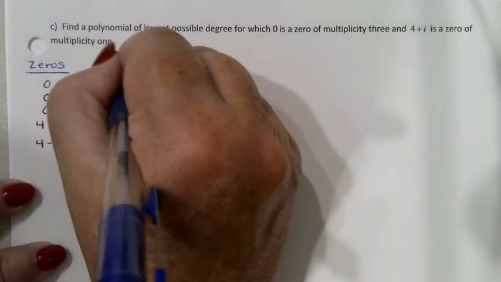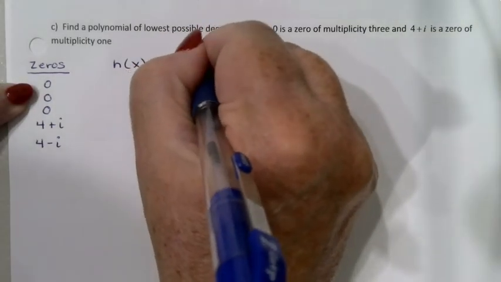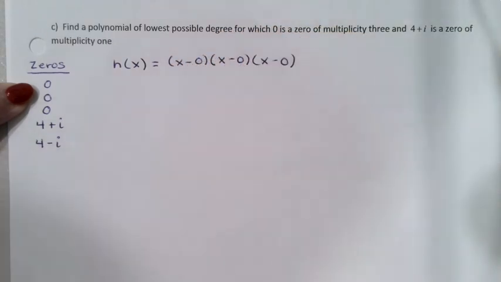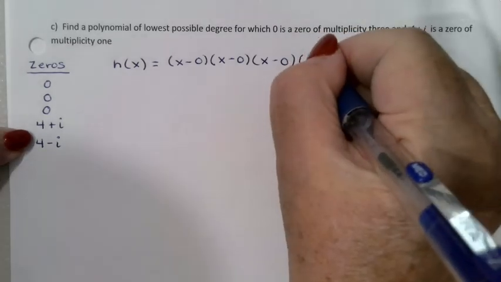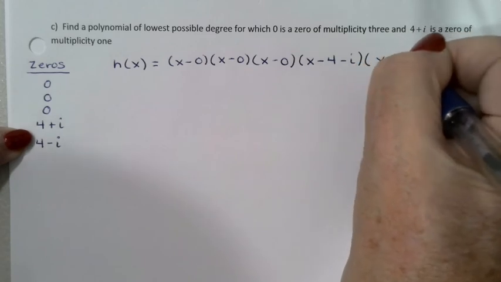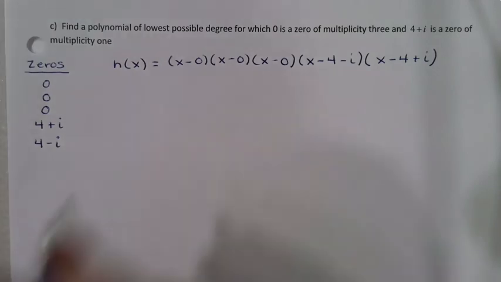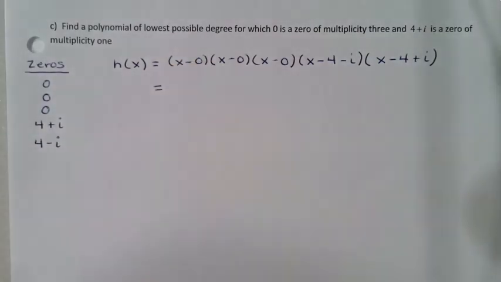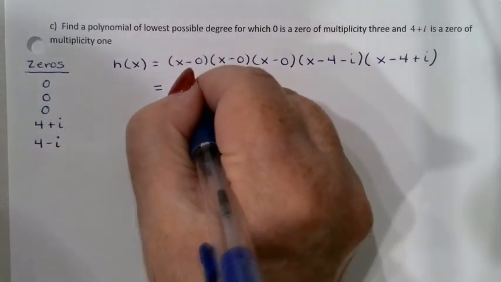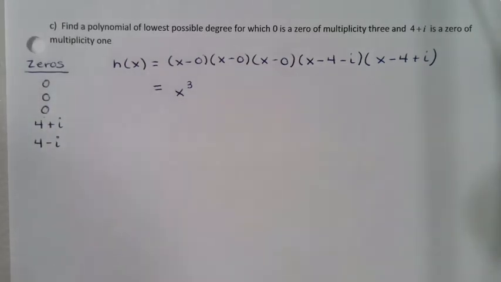So, let's see, we'll call this one h of x. I'd have x minus 0, x minus 0, x minus 0. x minus 4 minus i, and x minus 4 plus i. All right, this is really just x times x times x, so I can write it as x cubed. And by the way, I'm fine with you going straight from here to there if you're comfortable with that. I just wanted to be sure everybody saw where I was getting that from.